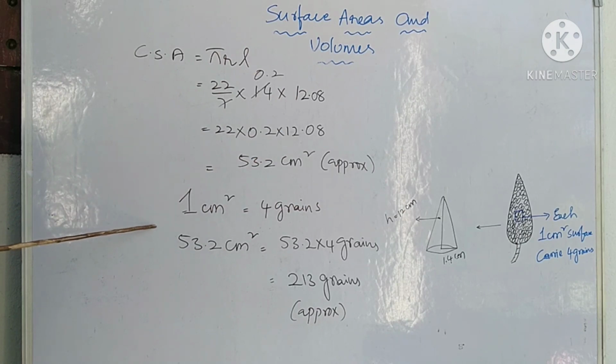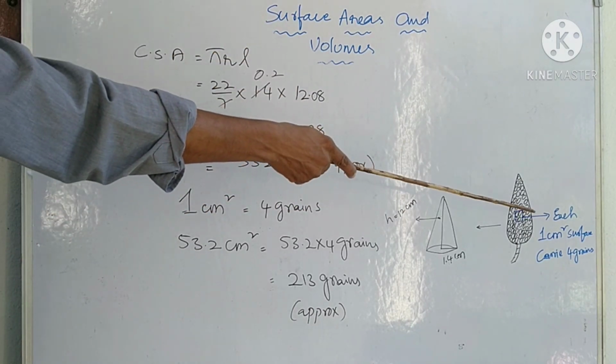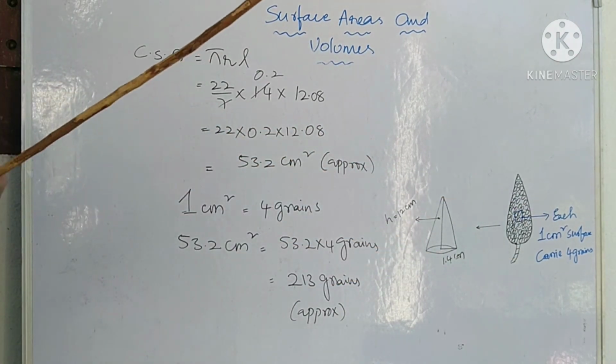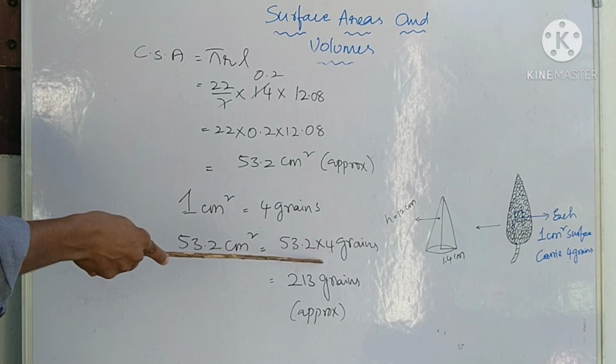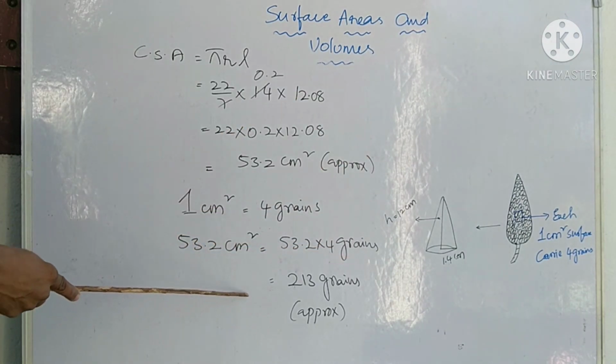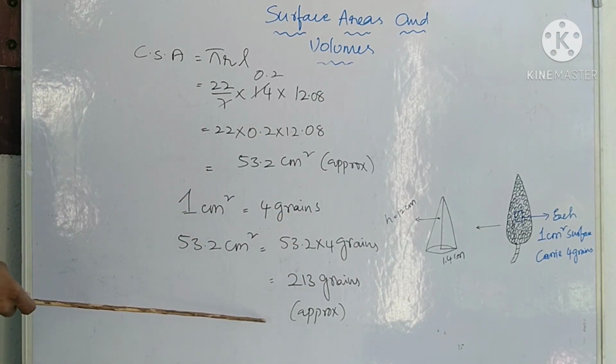So 1 centimeter square covers 4 grains. For 53.2 centimeter square, 53.2 into 4 grains, that is equal to 213 grains approximately. This is the final result.